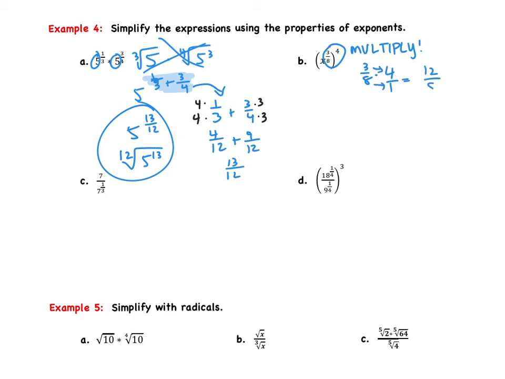So we get 12 over 8. That can be simplified though. If I divide by 4, I get 3 over 2. So this is really x to the power 3 over 2. Again, we could write this as the square root of x to the 3rd. So either one of those will be acceptable.